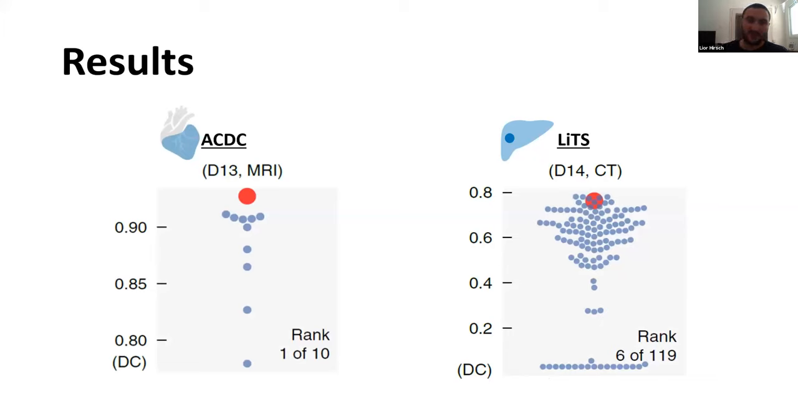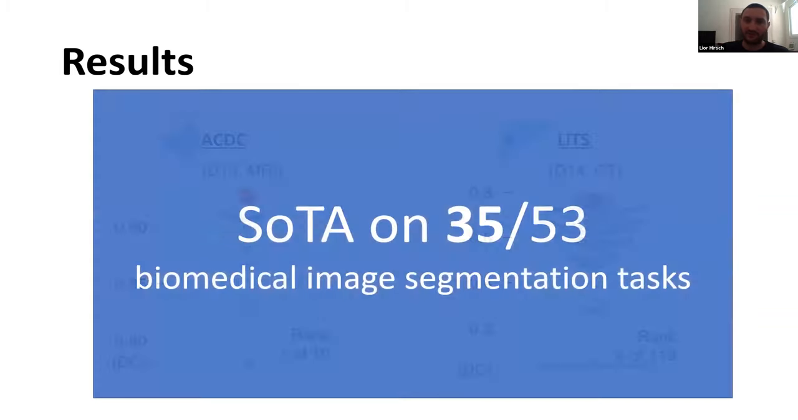Okay, and here we can see the results. Each blue point is a different baseline, and the red point is the nnU-Net method. We can see that for the ACDC they achieve state of the art results, while for the LiTS they achieve very good performance. A very interesting point in the paper is that they evaluated their method on a lot of tasks, 53 tasks, and they achieved state of the art on most of them, 35 out of 53.